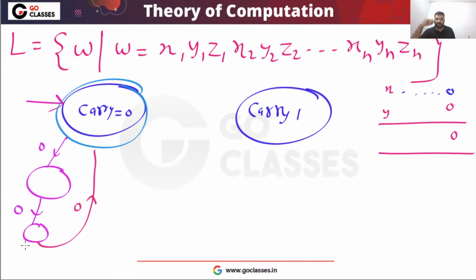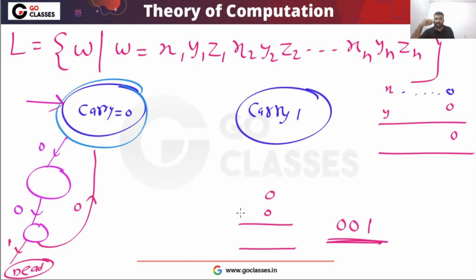Okay. In this state, if 1 comes, then what should happen? If 1 comes, I will go to the dead state, correct? Because after 0, 0, if 1 comes, this cannot happen. If you add 0 and 0, and the carry is 0, the addition must be 0. So basically, if 1 comes, I will go to the dead state.